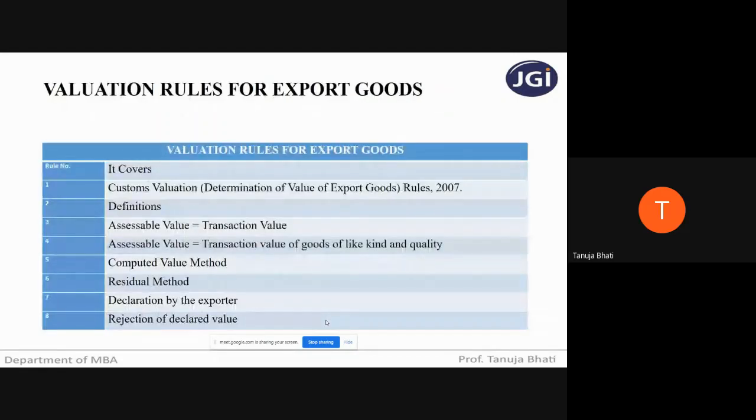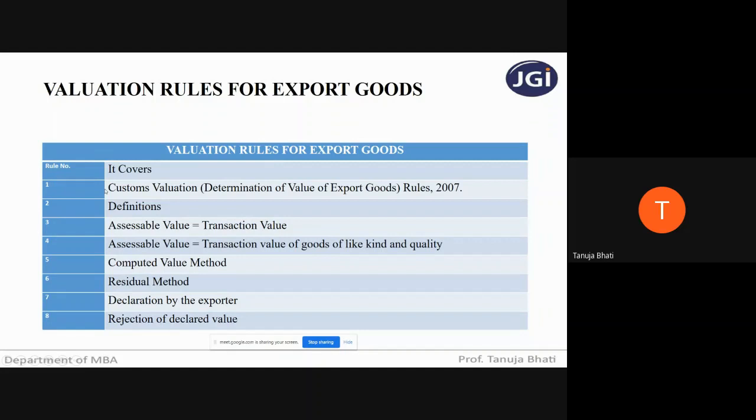Next, to value the exported goods, we have different rules, as we have seen rules in case of imported goods. Similarly, for export goods also, we have certain valuation rules under customs. We have totally 8 rules, that is rule number 1 to rule number 8. Now, in short, just let me explain these rules.